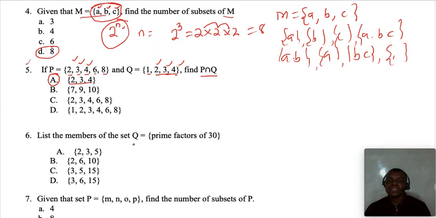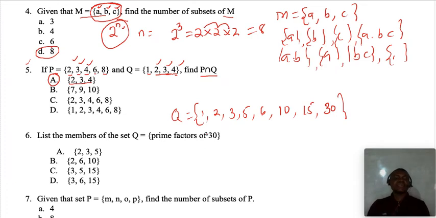Then let's go to question 6. List the members of the set Q equal to prime factors of 30. So let's find the factors of 30. So 1, 2, 3, 5, 6 are factors of 30. Then we have 10, 15, then 30. When we say a factor, it's any number that can divide 30 without a remainder. So 1 can divide 30, 2 can divide 30, 3 can, 5 can, 6 can, 10 can, 15 can, then 30 can.